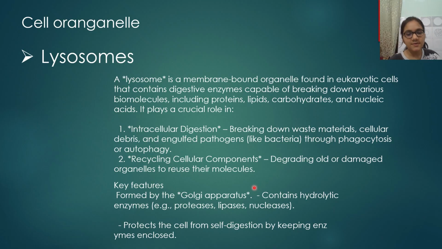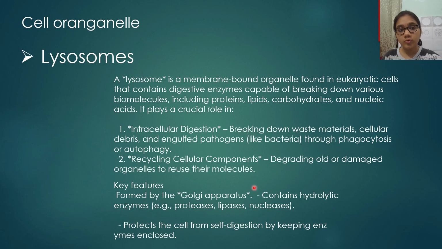Now what are its key features? Now if we see the lysosome formation, what happens? If we understand the formation of the lysosome, what happens first? It is formed in the endoplasmic reticulum. Means, no, it is formed in the rough endoplasmic reticulum. It is first formed in the RER, then it is passed to the Golgi apparatus, in the form of a vesicle.